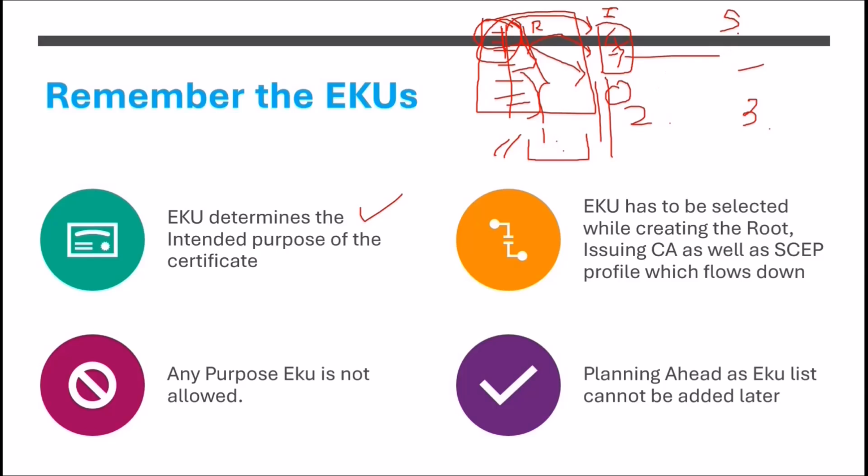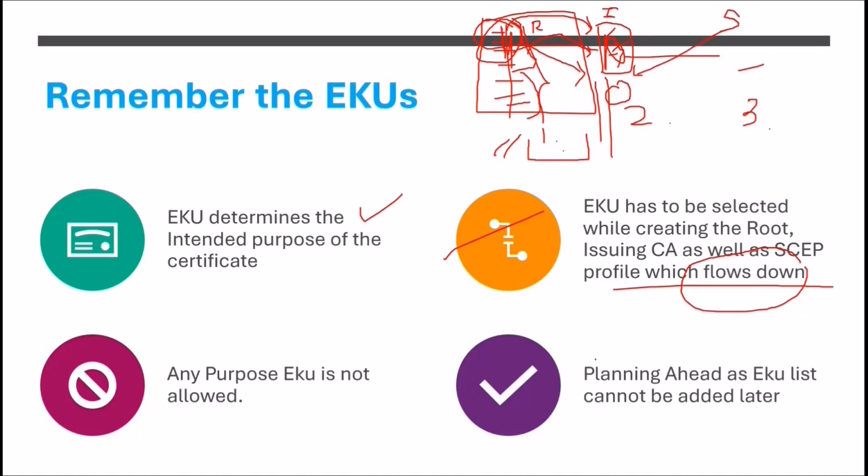Again, don't get confused. I will show all of this in the demo, but I just wanted to talk a little bit about EKU and how important it is to select the right EKU when you are creating the root CA or issuing CA, because it cannot be modified later on. So EKU has to be selected while creating the root, the issuing CA, as well as the SCEP profile, which flows down. That is the most important word here: flows down. Whatever you select over here, only those selections are available over here. And out of that, only the SCEP profile can choose and deploy a certificate.